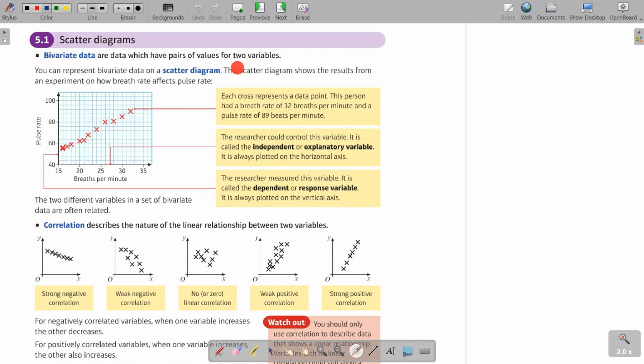Most of the data, when you draw graphs with two variables. So you can represent bivariate data. Basically, bivariate means there are two variables, x and y. You can represent bivariate data on a scatter diagram.